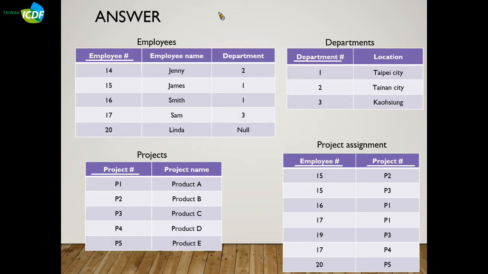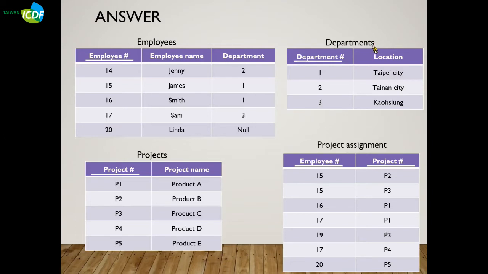If everyone finished this exercise, we will discuss the answer now. According to the tips I just mentioned, employee number is the primary key of the employee table, due to it does not duplicate. As to the rest of the tables of this database, we will apply the same principles to identify their primary keys.